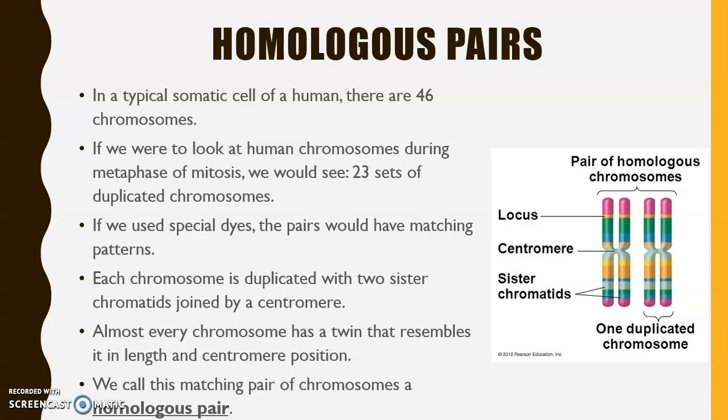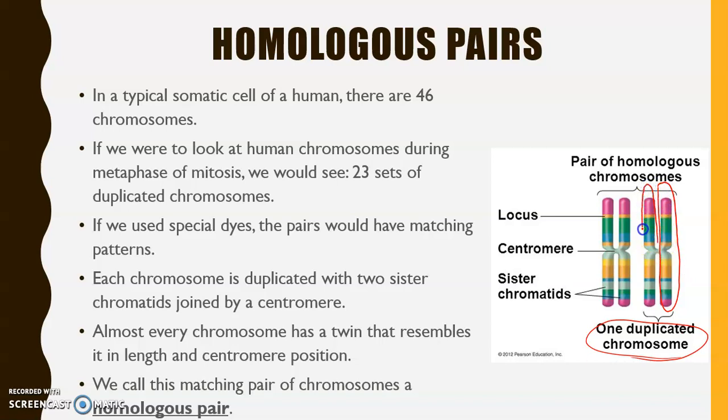And so they're going to duplicate, and what you'll see here is what a chromosome looks like once it's been duplicated, right? This one that I'm going to circle on this side is one of the sister chromatids of this chromosome.